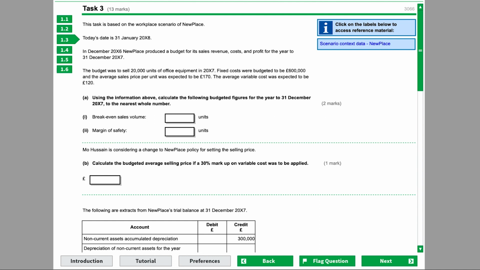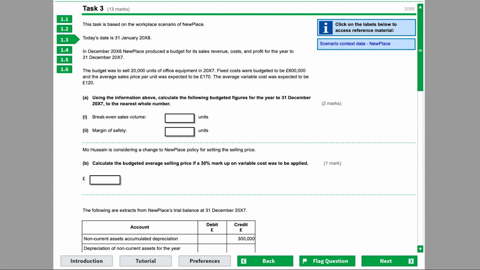So part I is to calculate the break-even sales volume, and you will hopefully remember this from management accounts costing. To calculate the break-even, we do the fixed costs divided by the contribution per unit. To calculate the contribution per unit, all we do is the sales price per unit minus the variable cost per unit. So that would be £170 minus £120 to give a contribution of £50 per unit.